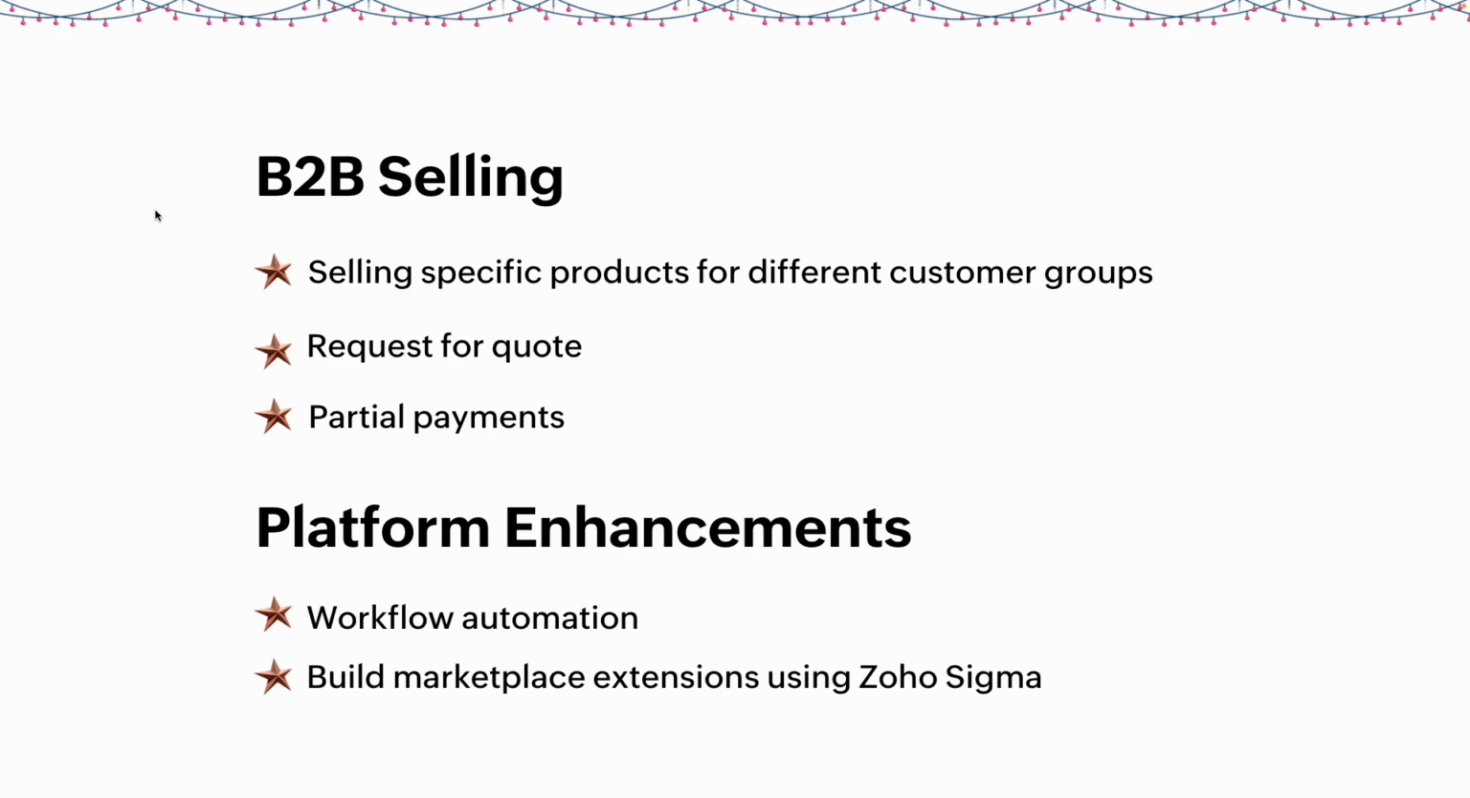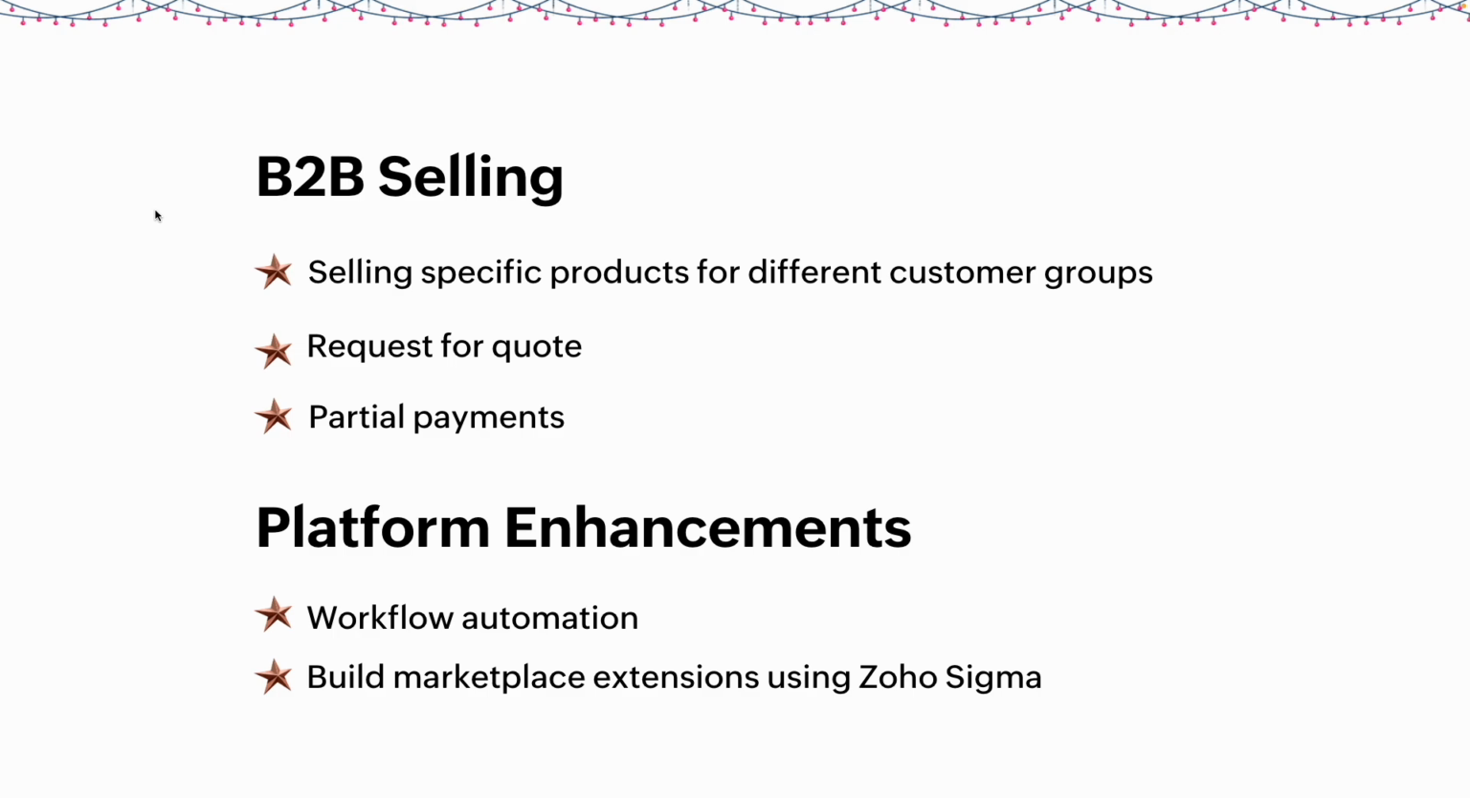And finally, the B2B selling module. So currently we have a price list functionality where people can assign specific price lists for customers who are purchasing, and we also have volume-based pricing. But now we are also introducing selling products for different customer groups. So depending upon who is logging in, you can show them a specific set of products. That is something that we are working on. Request for quote, partial payments. These are some of the additional B2B features that we are working on as well.